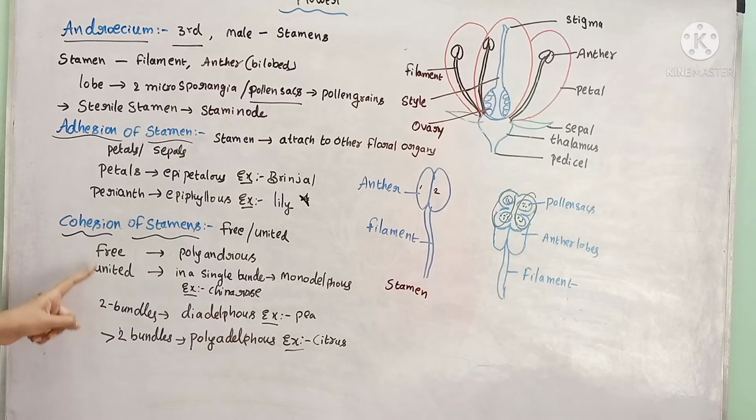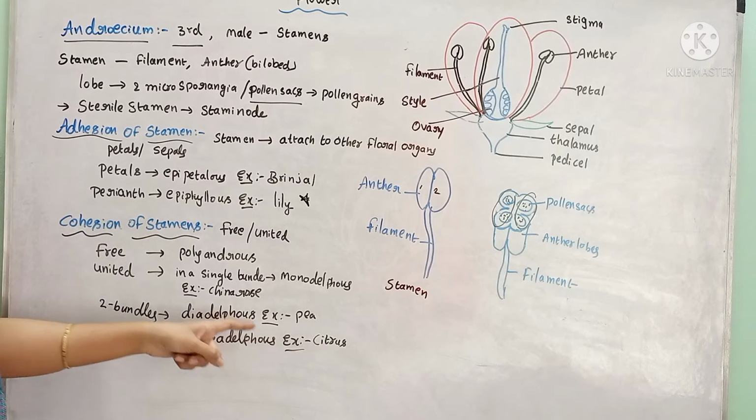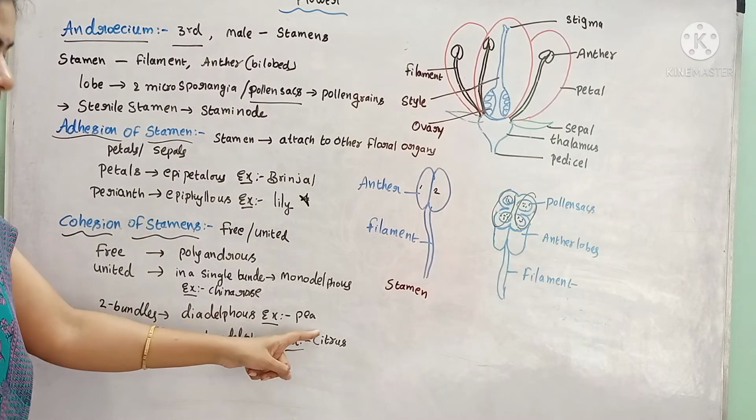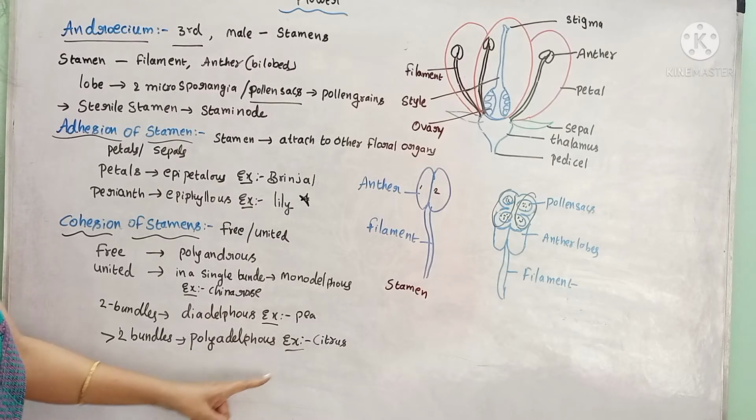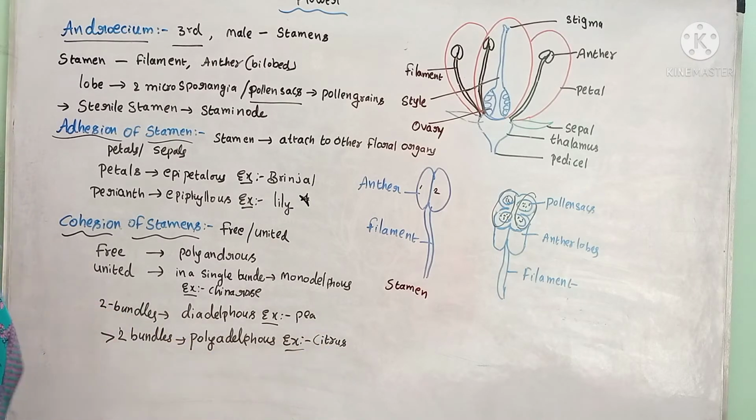And if the stamens are attached in the form of 2 bundles, they are called diadelphous, which is seen in peas. If they fuse together and form more than two bundles, that is called polyadelphous. It is seen in citrus plants. This is about the androecium. Once again, we will discuss this.